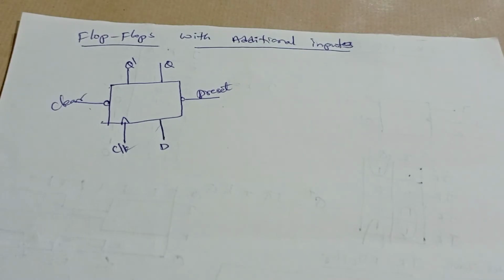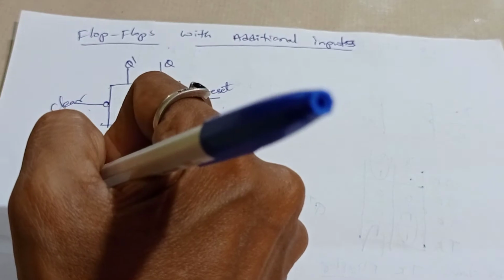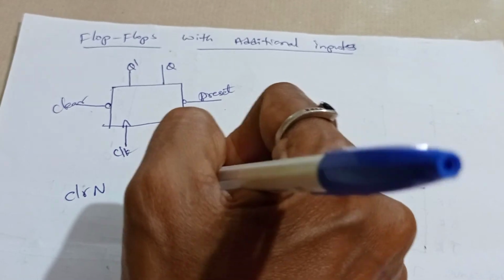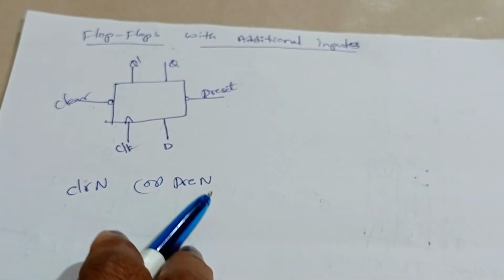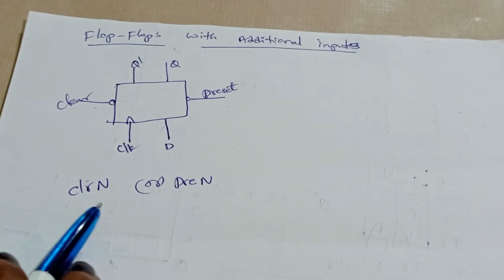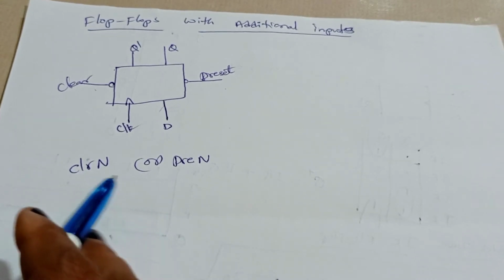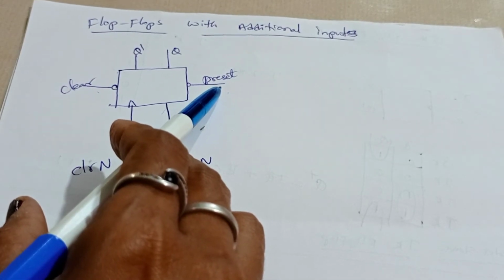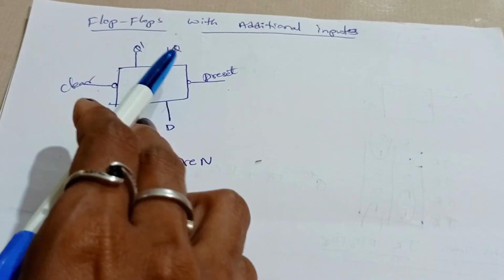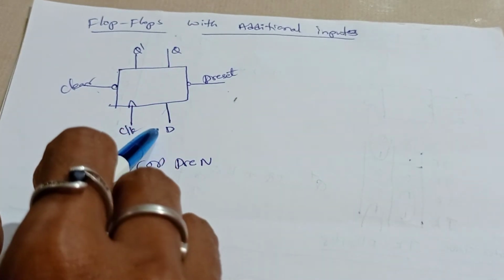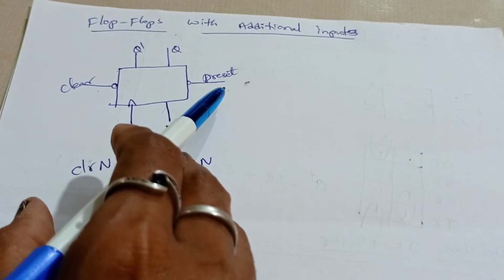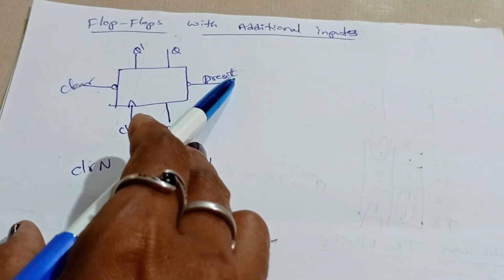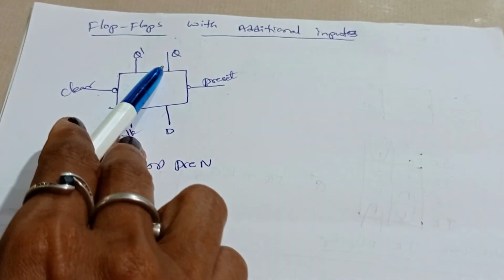We'll use the notation CLRN or PRESETN to indicate active low clear and preset inputs. Thus, logic 0 applied to clear will reset the flip-flop and Q is equal to 0, and when applied, preset N will set the flip-flop. If suppose here preset is 0, it is set. Now the Q becomes 1.